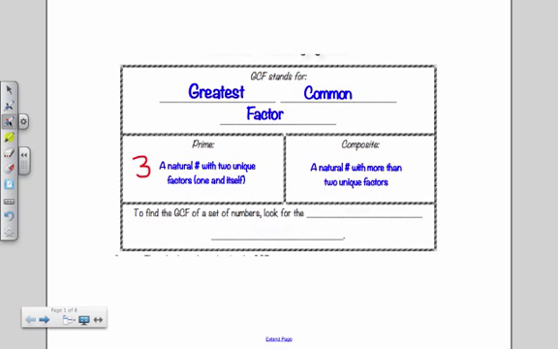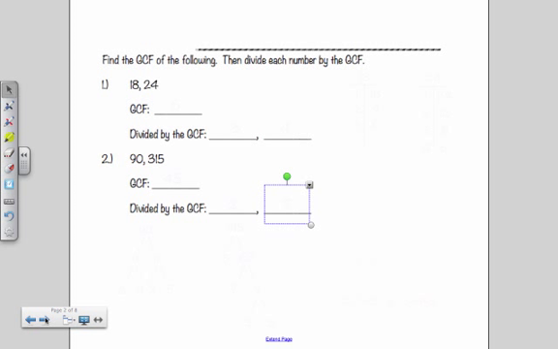A composite number, however, is a number with more than two unique factors. So an example of a composite number would be a number like 4 because its unique factors are 1, 2, and 4. So it has more than two unique factors. Now to find the GCF of a set of numbers, you're going to look for the lowest exponent, but that's something we're going to get into shortly.